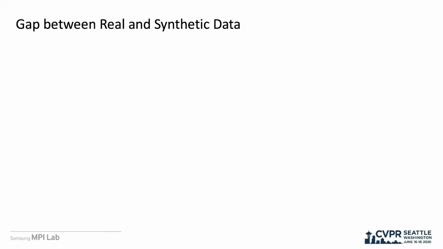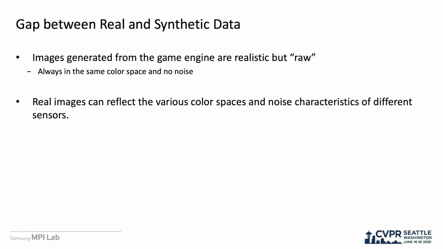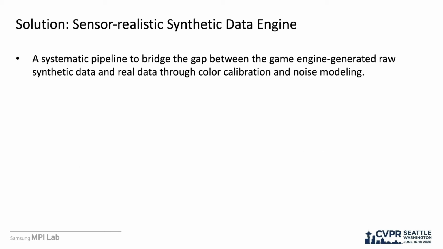synthetic data unfilled. Images generated from the game engine are realistic but raw, as they are always in the same color space and do not have any noise. However, real images can reflect various color spaces and noise characteristics of different image sensors. Directly learning from raw synthetic data makes AI networks more susceptible to noise and thus perform even worse in the final HDR output. To address this, our solution is a sensor-realistic synthetic data engine, which is a systematic pipeline to bridge the gap between the game engine-generated raw synthetic data and real data in 3 steps.